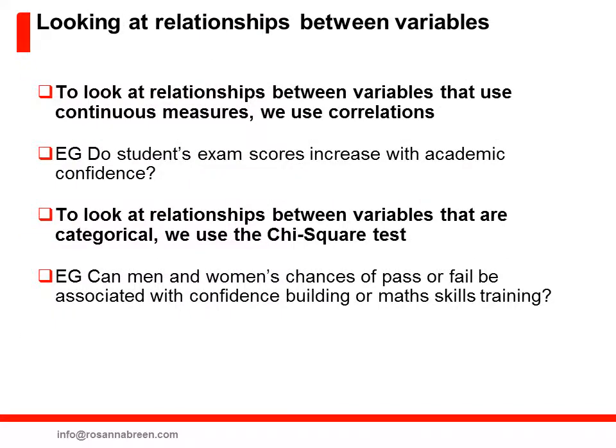So what do we do if we want to know whether there is a relationship between variables? Well, if we have continuous measures, we can use correlations. So for example, we can look at whether exam scores correlate with academic confidence. But if we want to look at associations between variables that are categorical, we use the chi-square test. So for example, if we're looking at whether men and women have different chances of passing or failing depending on whether they have undertaken confidence building or math skills training, then we'd use a chi-square test.